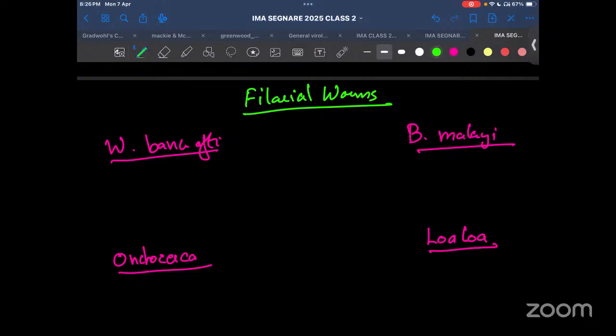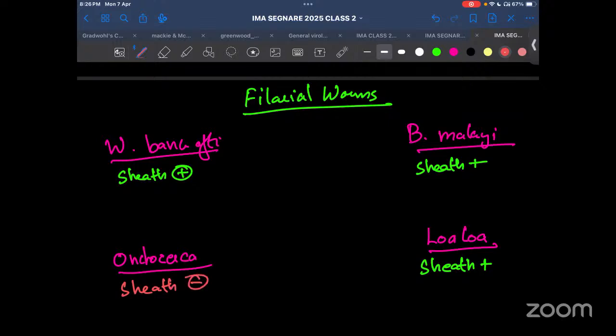When we see a filarial worm, we look for a sheath. Sheath is present for Wuchereria bancrofti, Brugia malayi, and Loa loa, but for Onchocerca, the sheath is absent. So Onchocerca is an unsheathed filarial worm. We are talking about the larval filarial worms. So the unsheathed filarial worm is Onchocerca volvulus, and then we look for tail tip nuclei.